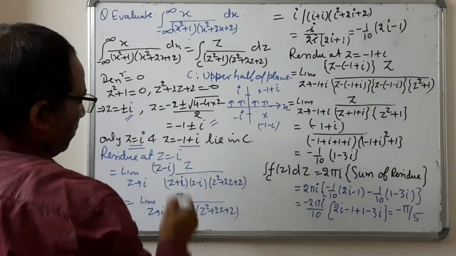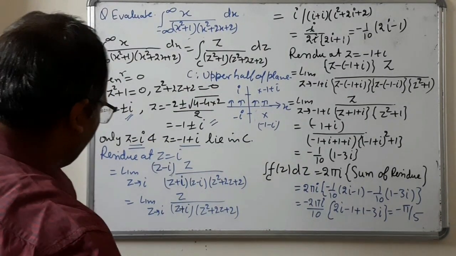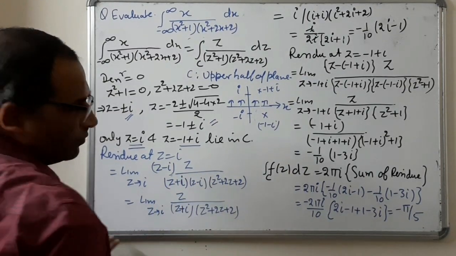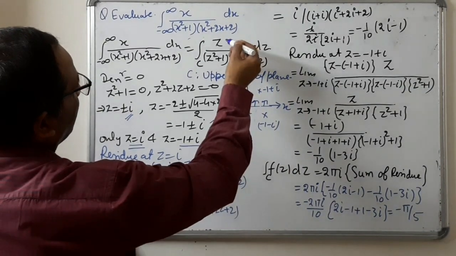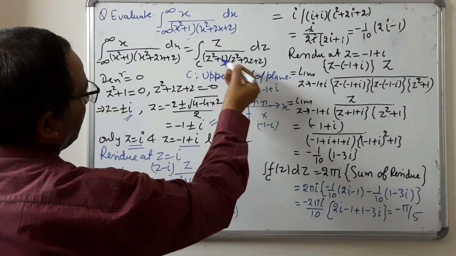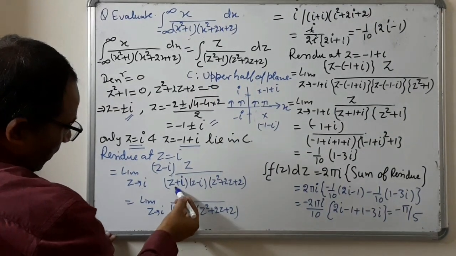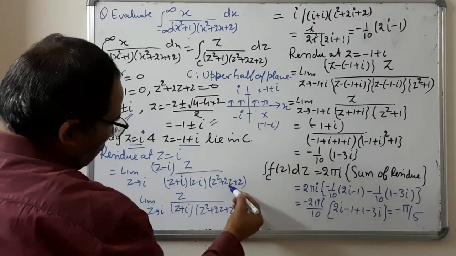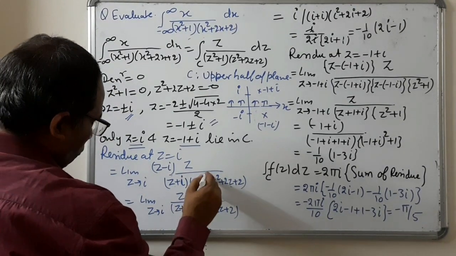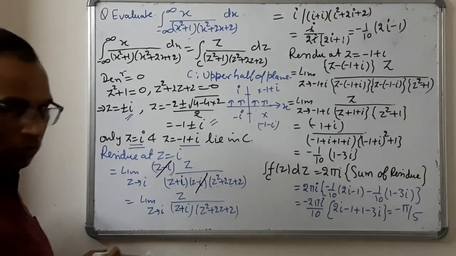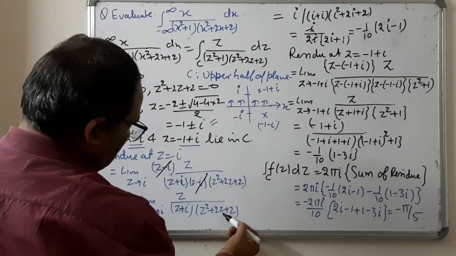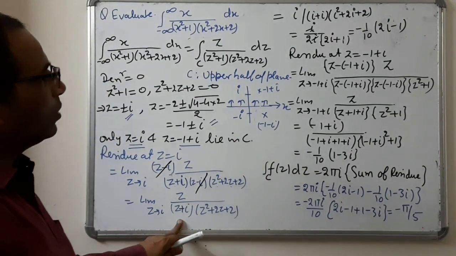The z equal to i is a simple pole, so we can find the residue at z equal to i as the limit z tending to i of z minus i into f of z. And what is f of z? f of z is z upon z square plus 1 times z square plus 2z plus 2. We write z square plus 1 as z plus i and z minus i. Put here z plus i, z minus i, z square plus 2z plus 2, and this z minus i and z minus i cancel out. We get z upon z plus i, z square plus 2z plus 2. Put here z equal to i.